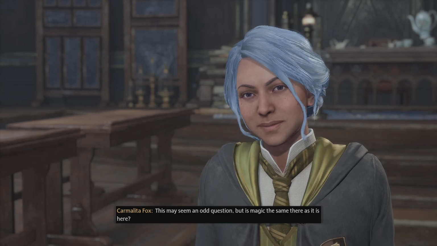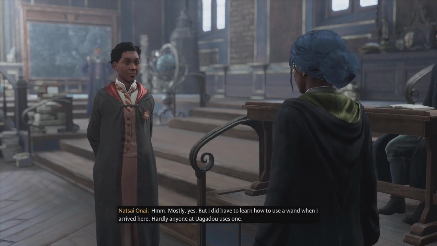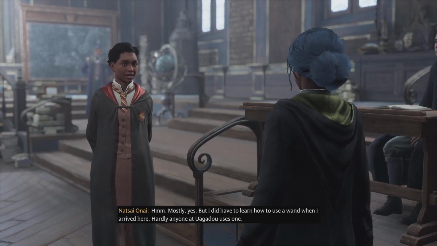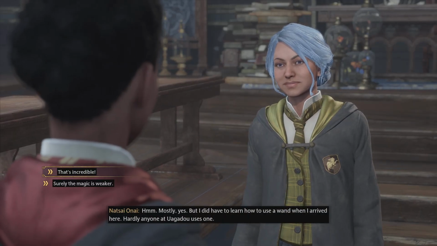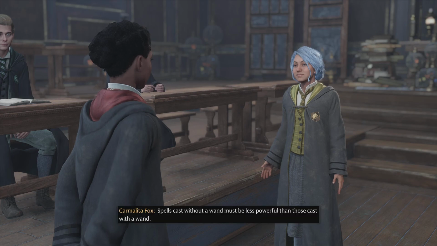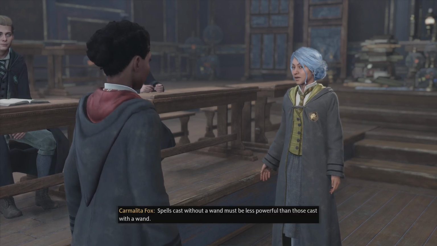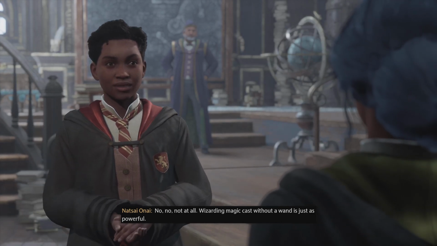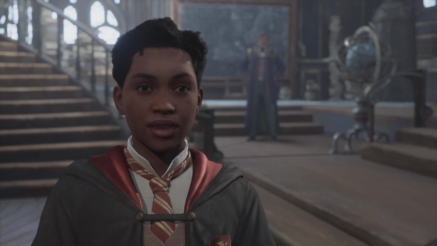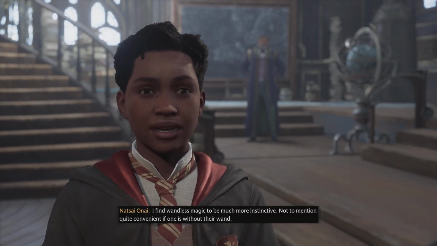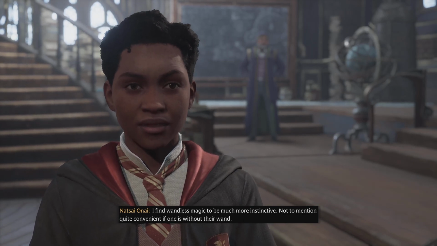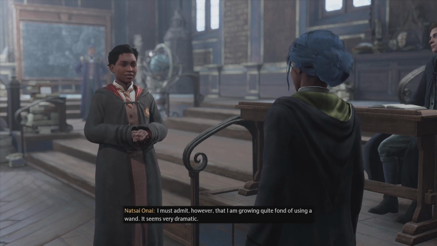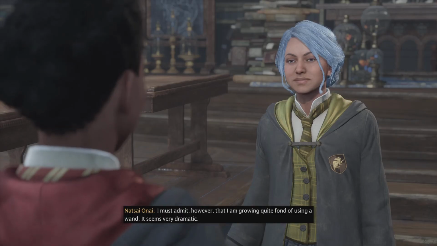This may seem an odd question, but is magic the same there as it is here? Mostly, yes. But I did have to learn how to use a wand when I arrived here. Hardly anyone at Ouagadougou uses one. Spells cast without a wand must be less powerful than those cast with a wand. No, not at all. Wizarding magic cast without a wand is just as powerful. I find wandless magic to be much more instinctive. Not to mention quite convenient if one is without their wand. I must admit, however, that I am growing quite fond of using a wand. It seems very dramatic.